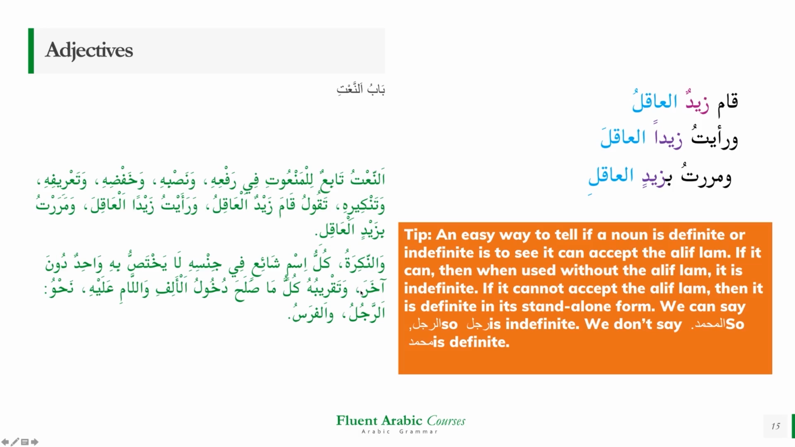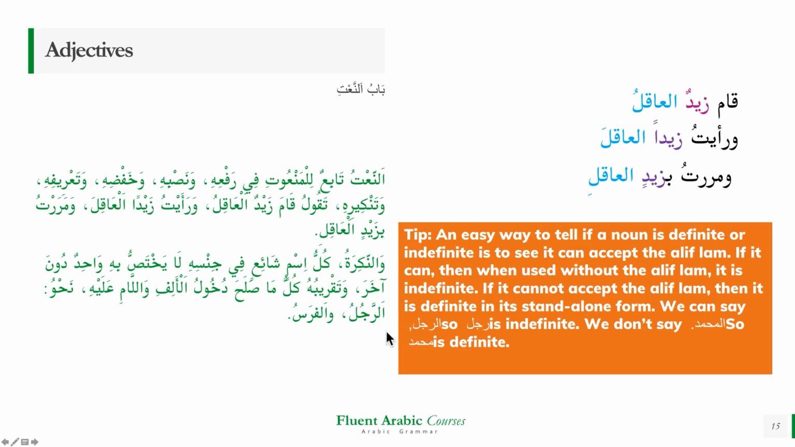So now he's going to describe the nakira. Nakira is somewhat the default state of the noun. وَتَقْرِيبُهُ كُلُّ مَا صَلَحَ دُخُولُ الْأَلِفِ وَاللَّامِ عَلَيْهِ. So an easy way of finding the nakira is to see if the alif lam can be applied to that word. نحو الرجل والفرس. So take these words for example.